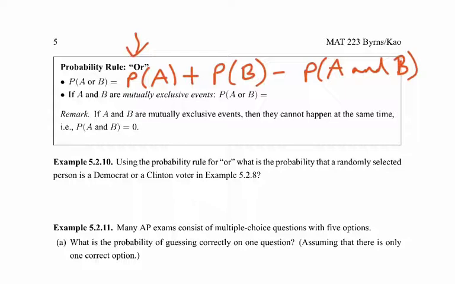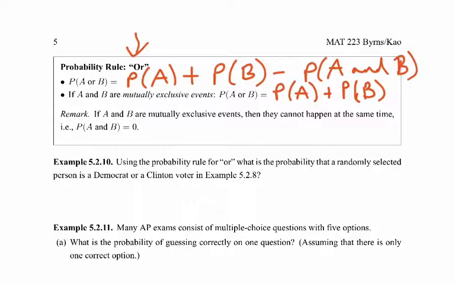In that previous example, the probability of somebody being a Republican or a Trump voter is an example of how we use this formula. We did the probability of Republicans plus the probability of Trump voters minus the probability of a Republican and a Trump voter. If A and B are mutually exclusive, then this formula just simplifies to the probability of A plus the probability of B. We don't have to worry about any overlap because the two events can't occur at the same time if they're mutually exclusive.